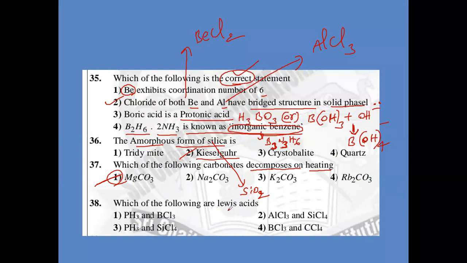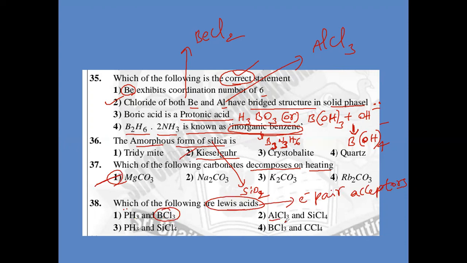Next, which of the following are Lewis acids? Lewis acids meaning electron pair acceptors. So which pair has a Lewis acid? Here PH3 has one lone pair, like NH3. It is an electron pair donor, which means a Lewis base. But BCl3 is a Lewis acid. So this pair is not a Lewis acid pair. This is Lewis base PH3.